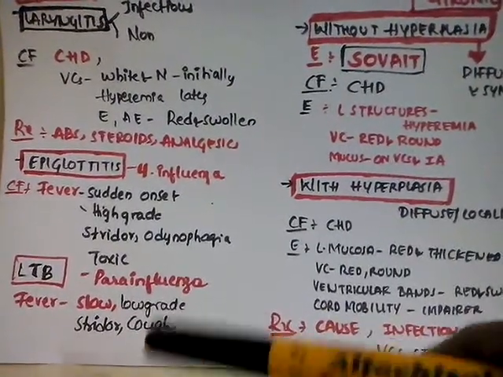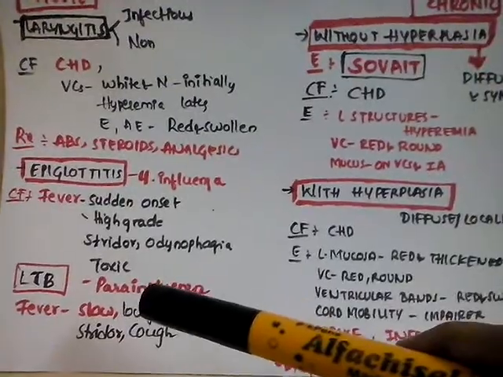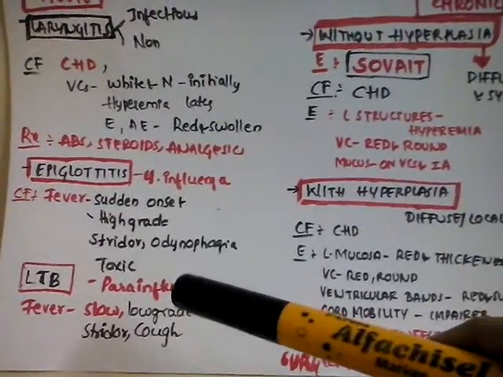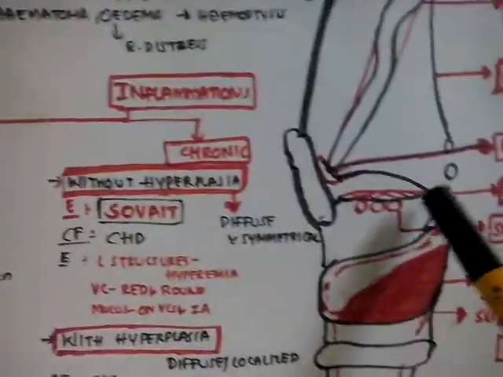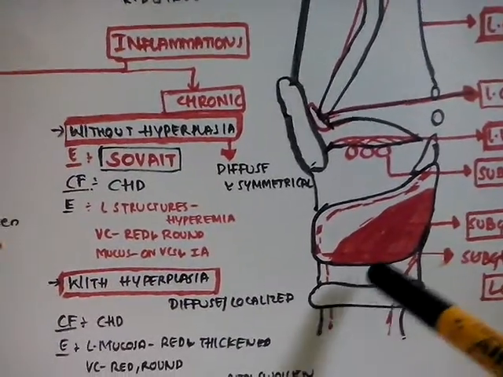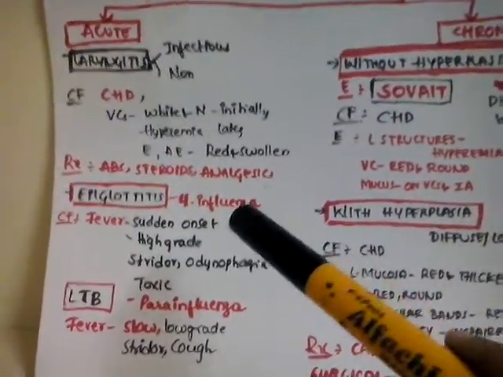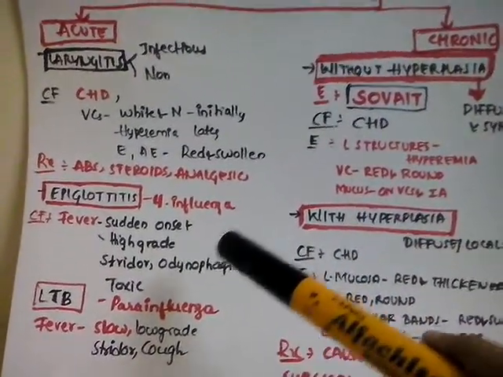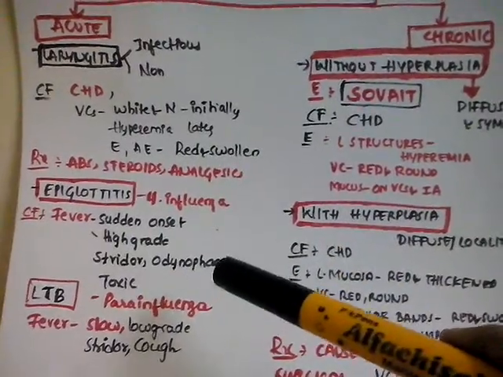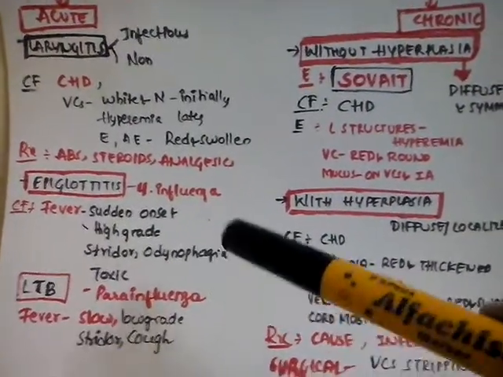Steeple sign is as the tracheal edema occurs, there is narrowing of the trachea in the subglottic region. It looks like an inverted V shape, so it is called steeple sign. And treatment for both of these is antibiotics and steroids. If necessary, tracheostomy.